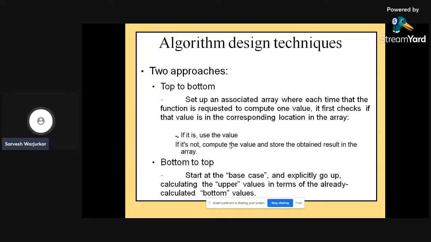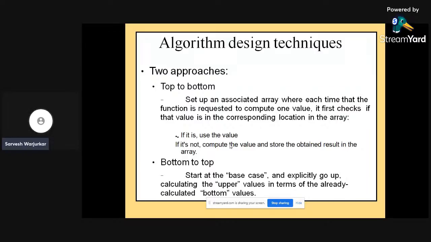This step by step execution of each and every problem is called a top down approach, or top to bottom approach. And the second one is bottom to up, or down to up, I can say bottom to top, where we start at the base case and explicitly grow up. We can calculate the upper values in terms of the bottom values which are already calculated.